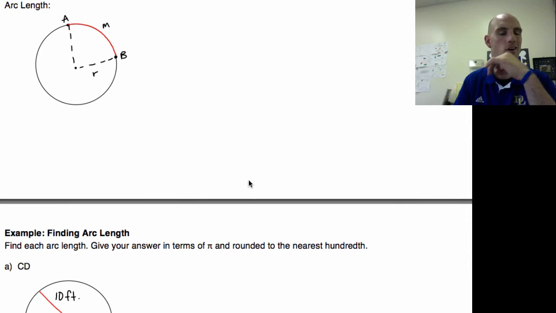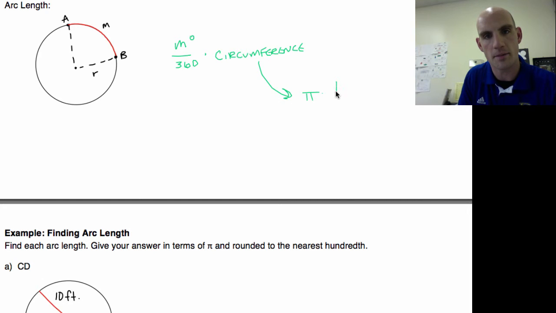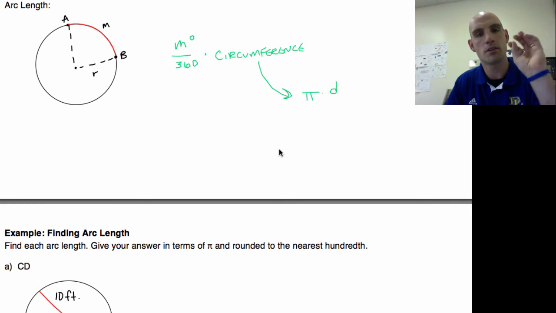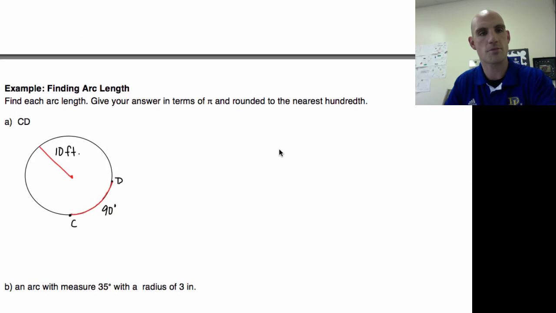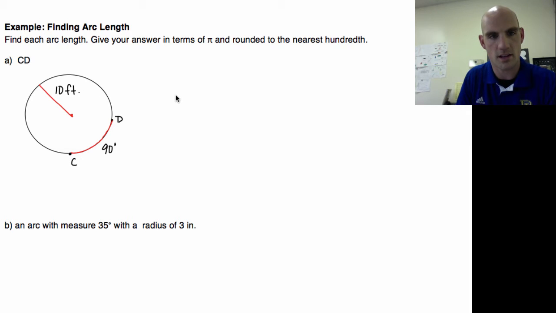Let's talk about arc length. Arc length is the same kind of principle. Arc length is m degrees out of 360 times the circumference, which, recall, is pi times diameter. So, same principle: a portion of the circle multiplied by the measurement that I want. Here's what I'm going to do. Find the arc length of CD, which is 90 degrees, and the radius is 10 feet. Here we go.